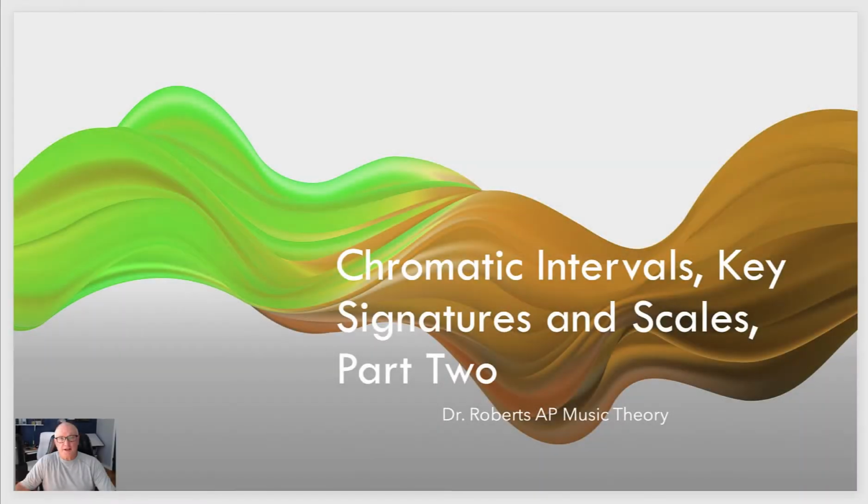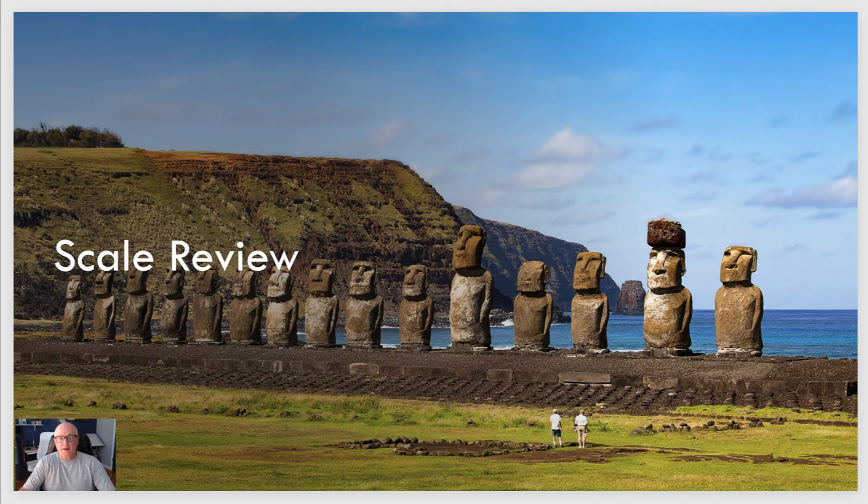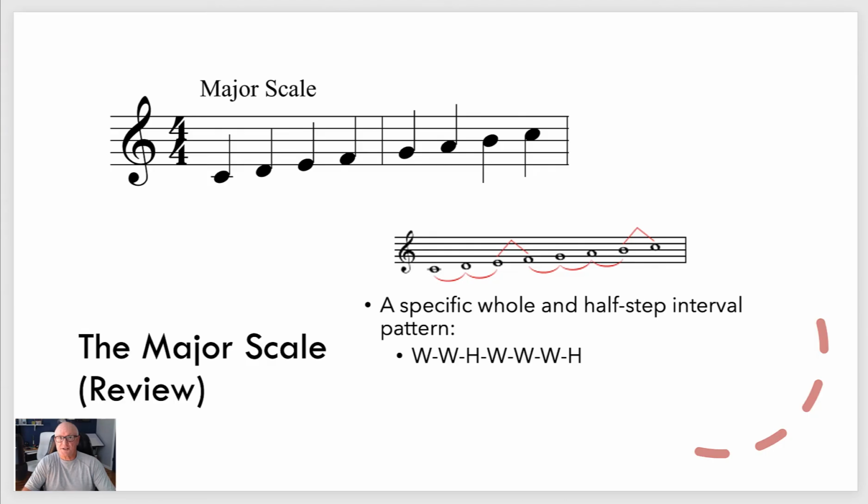Lecture 3 is about chromatic intervals and their relationships to key signatures and scales. So it's very important for us to start off with a scale review and to look at the intervals that are used to create scales. So we're going to start with the major scale, which is the most important scale in our tonic system.